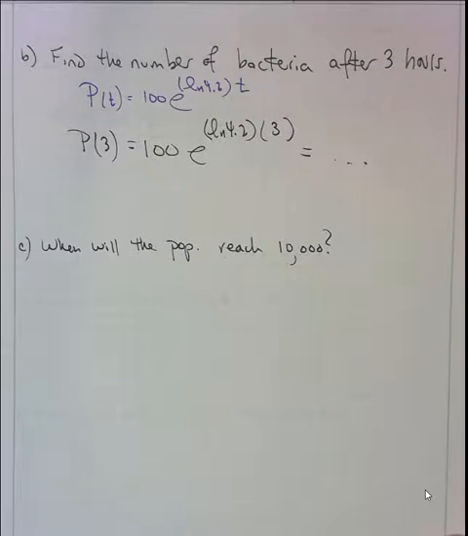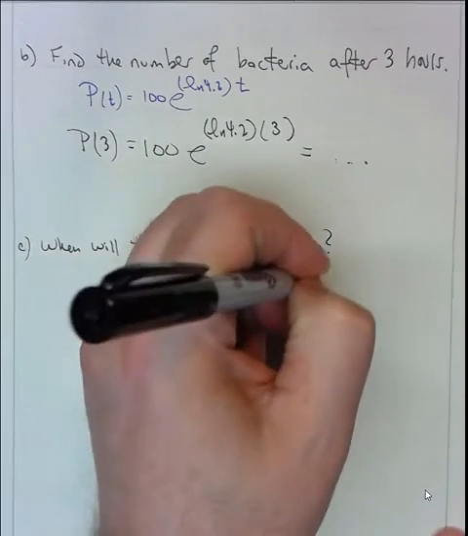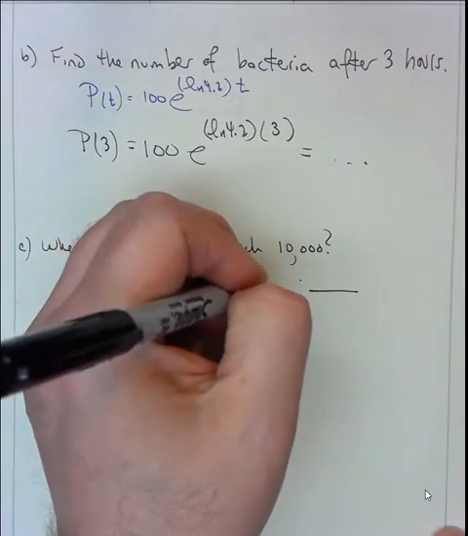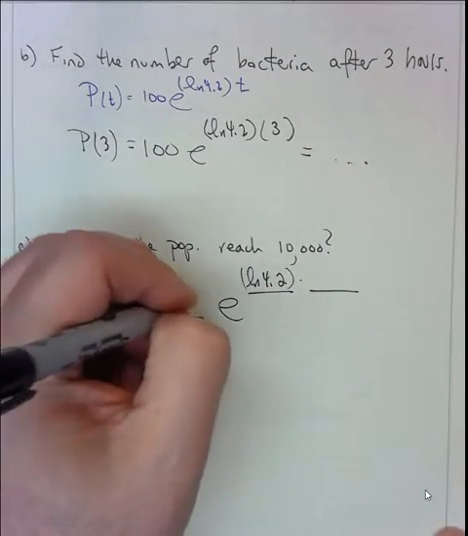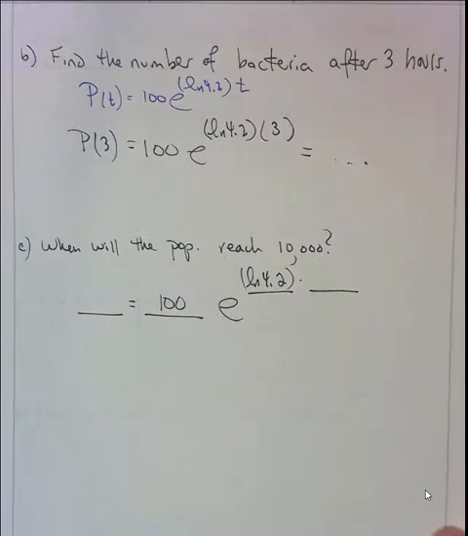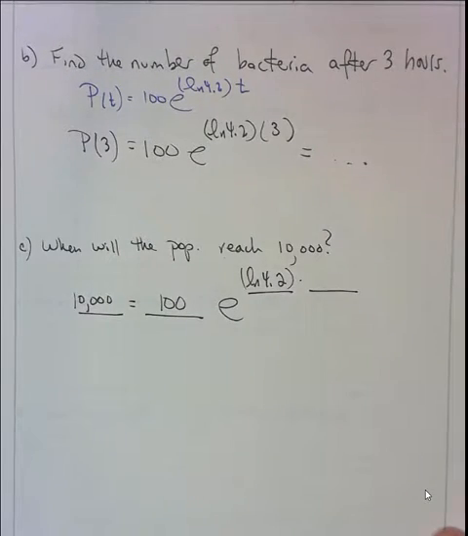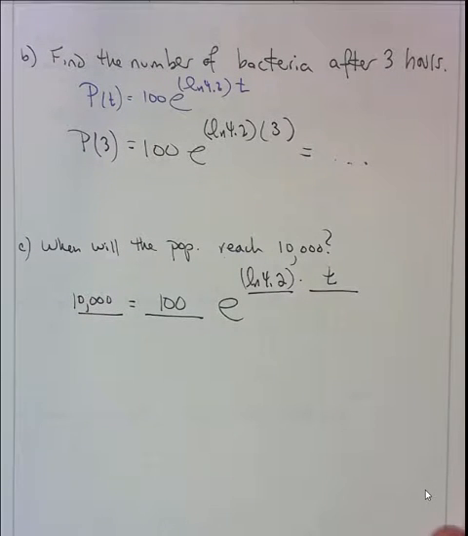The flip side, when will the population reach 10,000? Well, if we set up the same structure, P equals P0 e to the kt, remember again that we've already discovered the growth constant of natural log of 4.2. We already know that this population started with 100. So unlike the question above, where we were given t and asked to calculate P, here we want the population to reach 10,000, and we go to the equation and ask, at what value of t will our population reach 10,000?